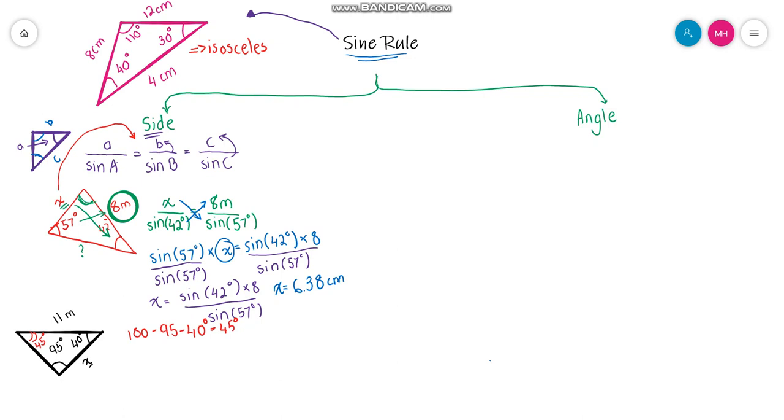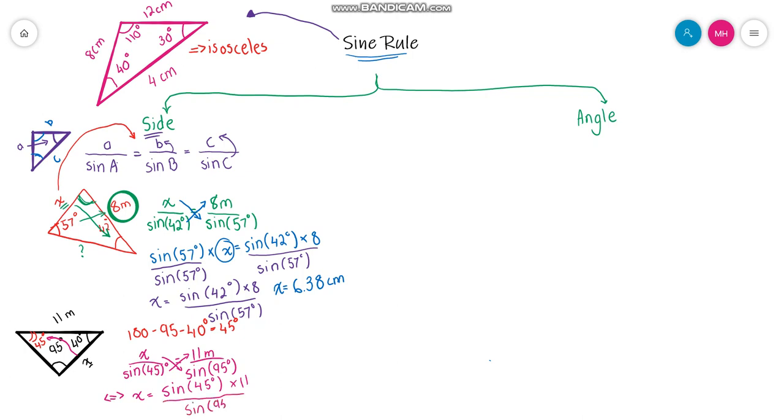Now we have 45 degrees, and now we're basically going to use the sine rule for solving a side. So we have two sides and their opposite angles, so you put it in the format. Therefore it will be x, the side, over its opposite angle, which in this case is 45, so sine of 45 degrees, is equal to 11 meters over the sine of the angle that is opposite to it, which in this case is 95 degrees. And therefore we get x is equal to sine of 45 multiplied by 11 meters, over sine of 95.